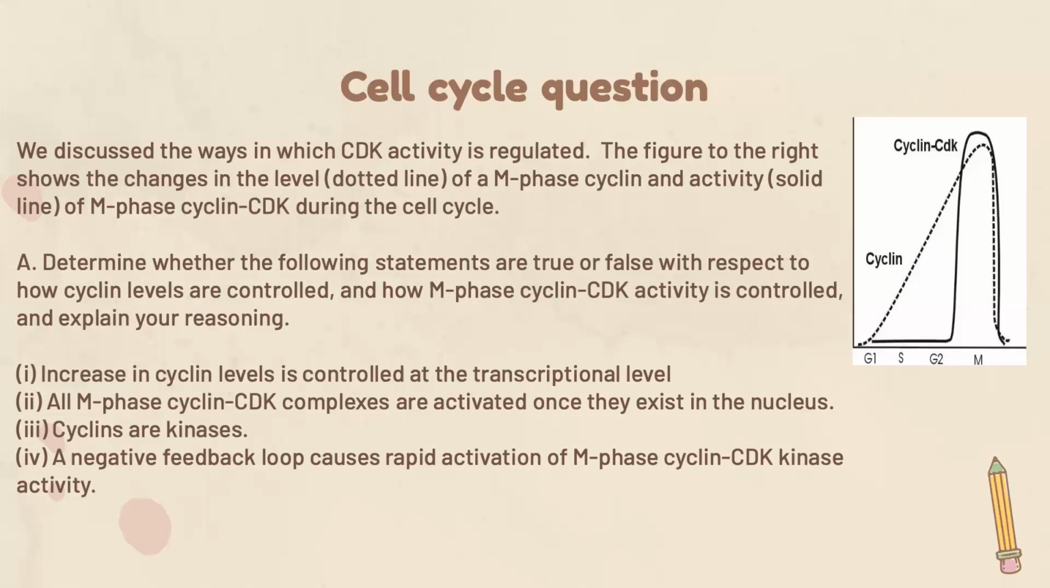All right, any ideas for this one? I'm seeing thumbs up. Yes, so that's true. Cyclin levels increase when transcription of their gene is upregulated, and their levels decrease when they're degraded. When expression of cyclin is increased, there are more cyclin CDKs in the cell. And then the second one says all M phase cyclin CDK complexes are activated once they exist in the nucleus.